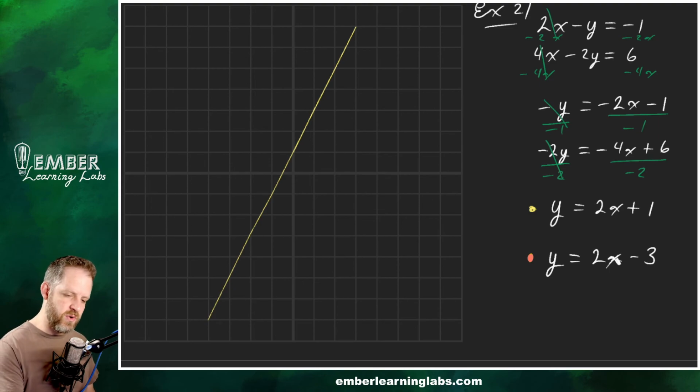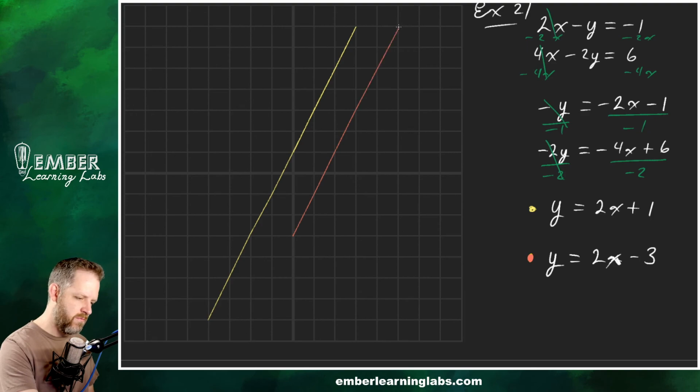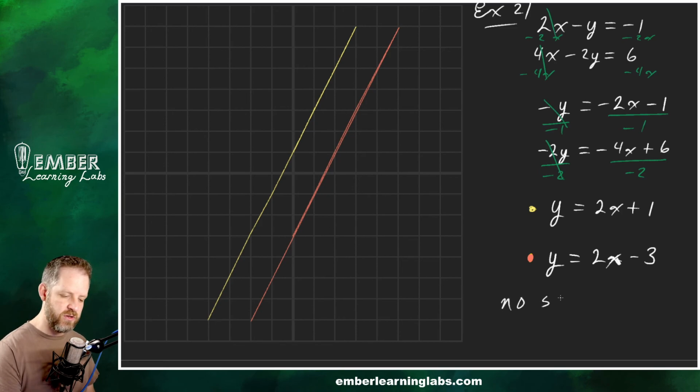And then this next one, we're going to go down 3, and then we're also going to count up 2 over 1. I'm going to do the same thing. So these guys are parallel, right? Which means that there is, in fact, no solution.